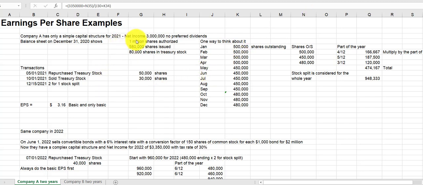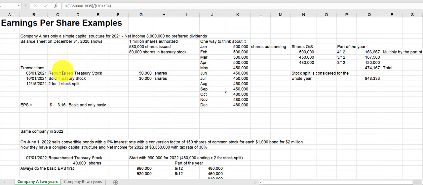The balance sheet at the end of 2020 shows that they have 1 million shares authorized, 580,000 shares issued, and 80,000 shares in the treasury stock. So at the end of 2020, they have 500,000, 580 minus the 80, shares outstanding. That's how you calculate it: shares issued minus the shares in the treasury. So that's what we'll start with for 2021.